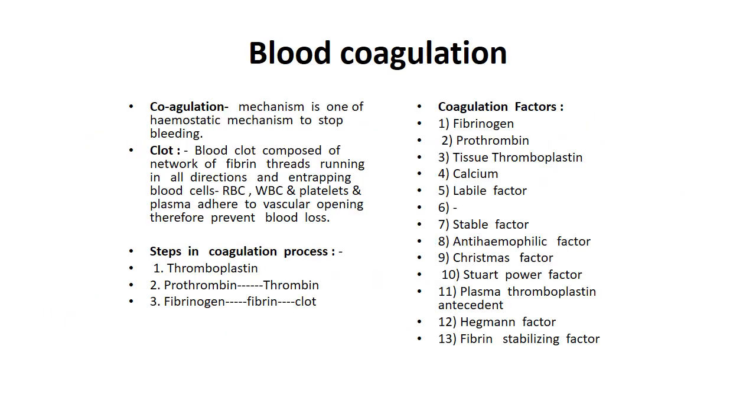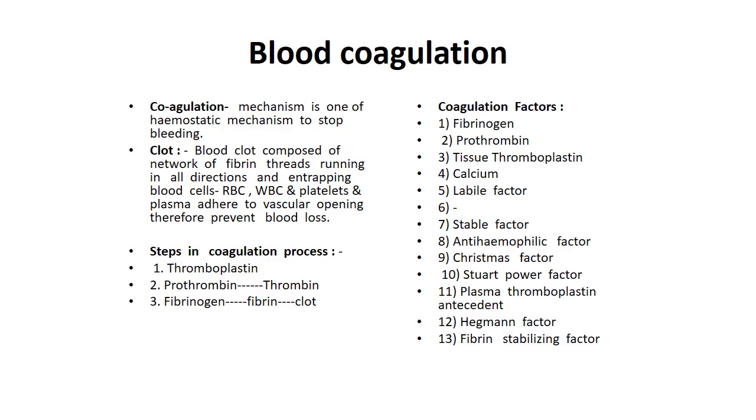Now we will see blood coagulation. It is the mechanism of hemostasis. Hem means blood and stasis means stop, to stop bleeding. A clot is composed of a network of fibrin threads and all the blood cells like RBC, WBC and platelets. So it prevents blood loss.